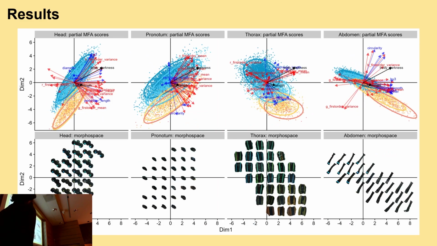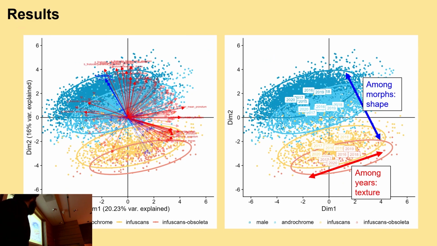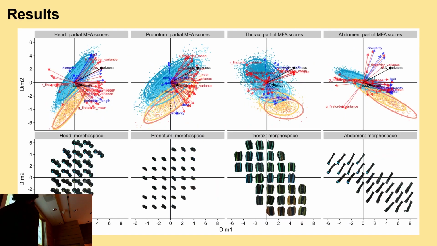We can, of course, also do this for the different body parts, and because this is actually not a PCA, it's a multiple factor analysis, it accounts for the different parts of the body that I put in, and then gives me this global analysis, but also separate ones.